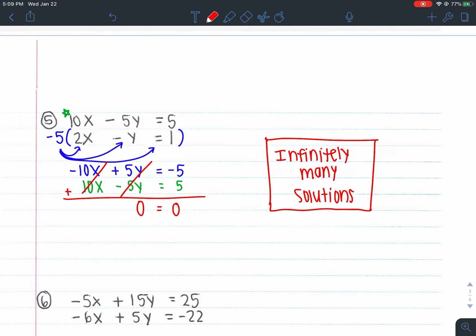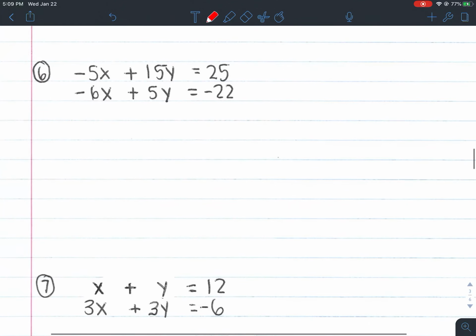So what does that mean if I were to try to graph these two equations? It means if I were to graph them, they'd be right on top of each other. They're the same exact line.